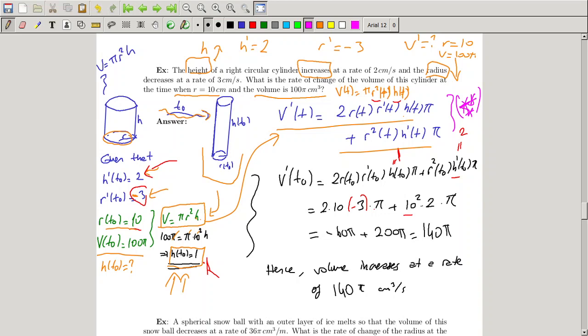Okay, if you do this and replace everything given on the left side with the given quantities, you will get the answer 140π. So it means the volume increases at a rate of 140π.